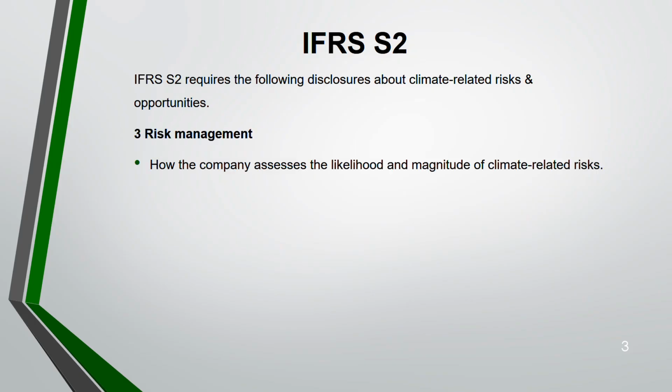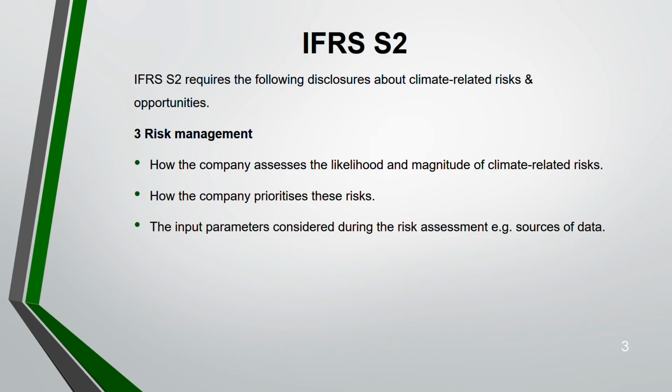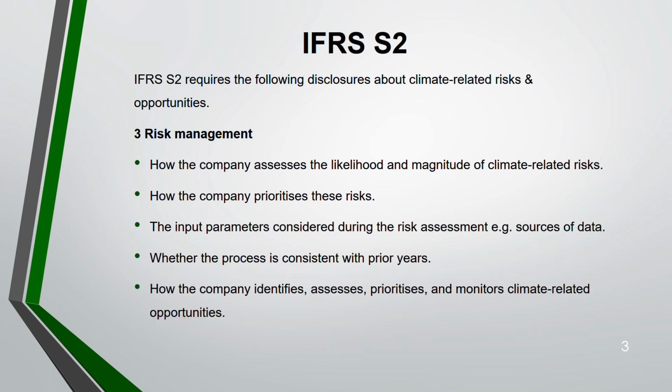So risk management: the likelihood and the magnitude of climate related risk, how the company prioritizes this risk, the input parameter for risk assessment process, whether the process is consistent with prior years, how the company identifies, assesses, prioritizes, and monitors the climate related opportunities. Just change the word from sustainability to climate related. That's it. Everything else remains the same as S1.